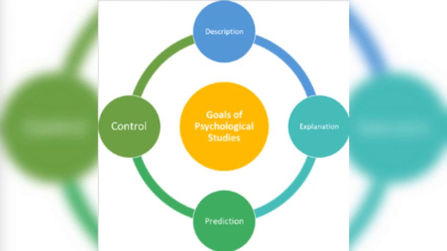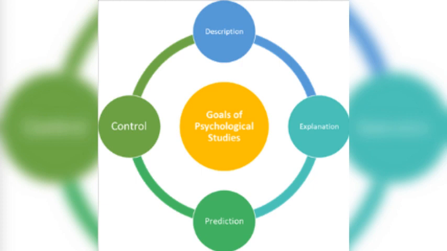So, this goal is concerned with identifying the determinants or antecedent conditions, that is, conditions that led to the behavior being studied, so that a cause-effect relationship between two variables, objects, or events could be established. This is all about explanation, and next is the control.